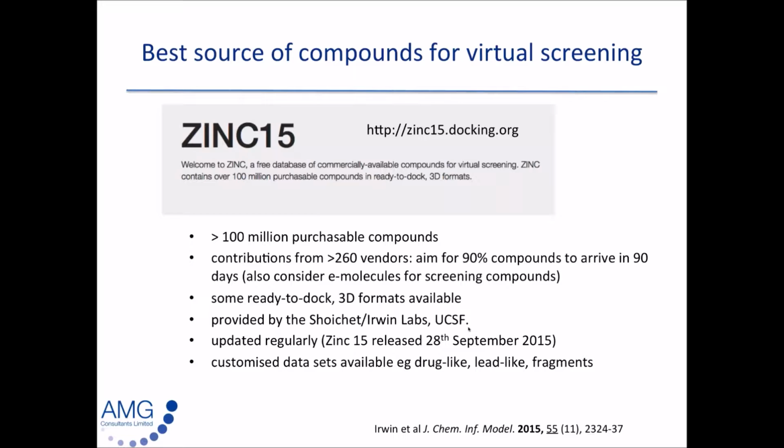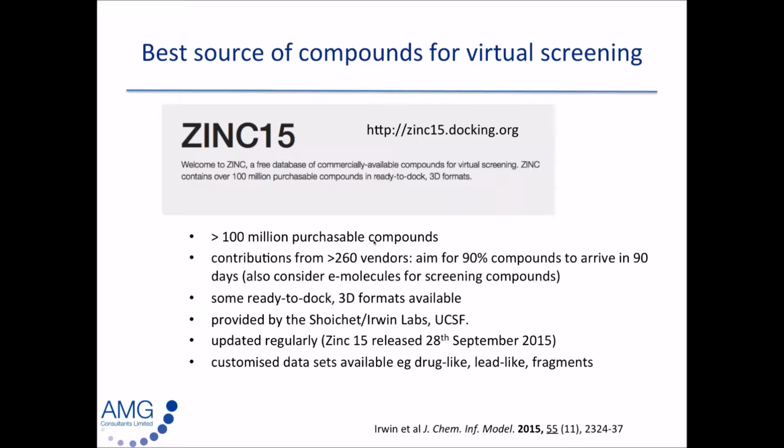On the topic of modeling, if I want to build virtual screening data sets, then the place to go is the ZINC database. This is provided by the Shoichet and Irwin labs at UCSF and is now in its 15th iteration. If you Google ZINC, you will be taken to version 12 of the database rather than version 15, so it's worth Googling ZINC 15 from the outset. It now contains the catalogues of over 260 vendors, so that's over 100 million purchasable compounds.